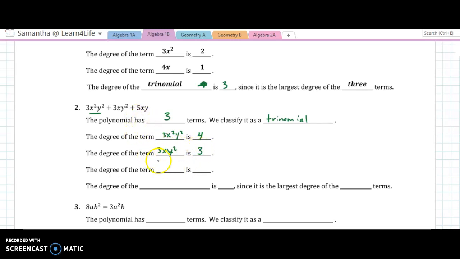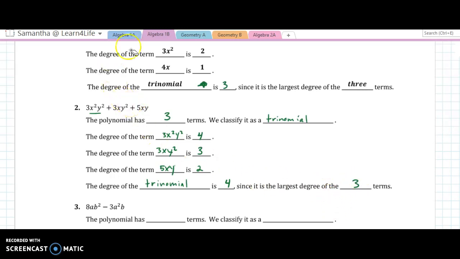And then the degree of the term 5xy is, well, the exponent on the x is 1, the exponent on the y is 1, so it's just 2. And now the degree of the trinomial is, we want to look for the term with the largest degree. It's this one, right? So the largest number is 4, since it is the largest degree of the 3 terms. So there are 3 terms.